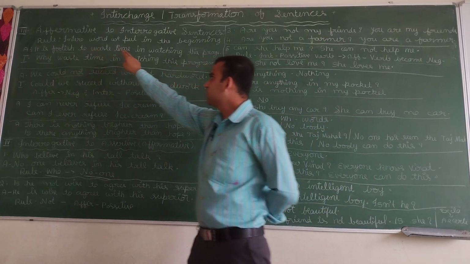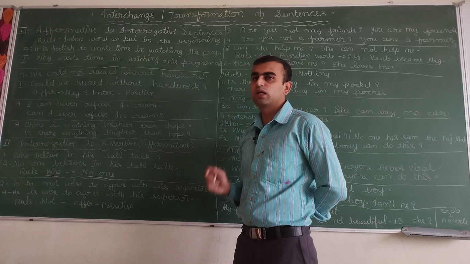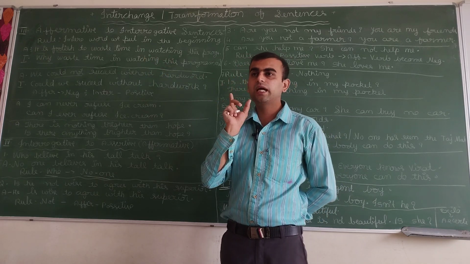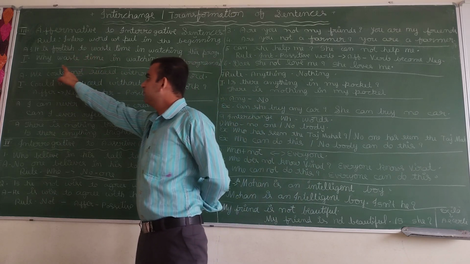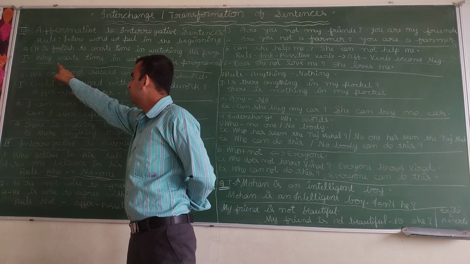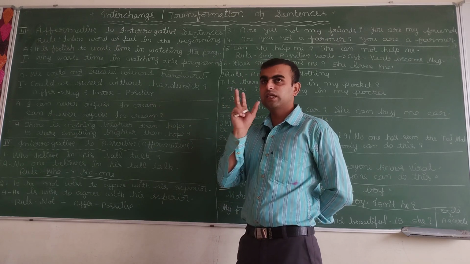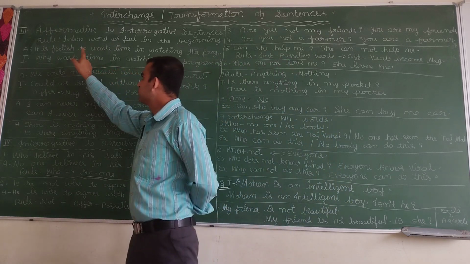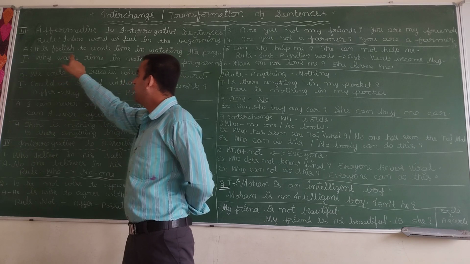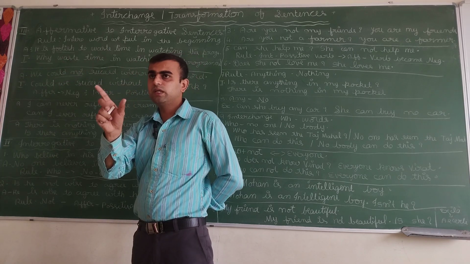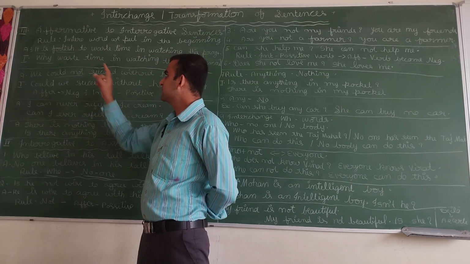It is foolish to waste time in watching this program. When it becomes an interrogative sentence, it will become, why waste time in watching this program? It is foolish always changes into why waste time. It is foolish to waste time. Why waste time? This is the first rule.